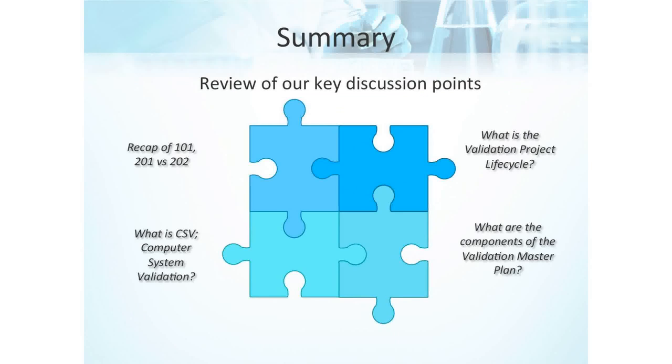So let's recap what we talked about. We went over a recap of 101 and compared what the 201 today's session and 202 are about. We also described what CSV, computer system validation, is: the documented process to assure a computerized system consistently performs as intended throughout its life. I think we've emphasized throughout its life, which includes change control as well. Yes, we did. It does include the change controls, user access, user training, and that's all part of the requirements for CFR Part 11.